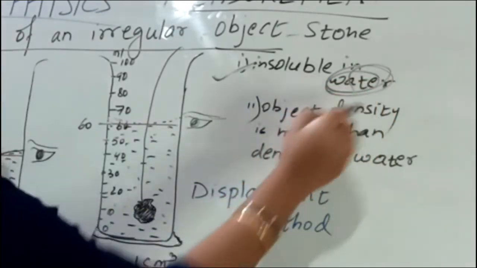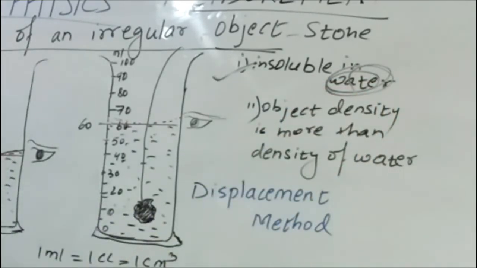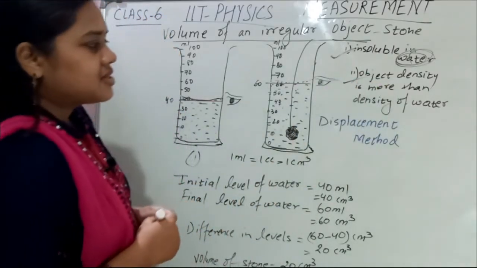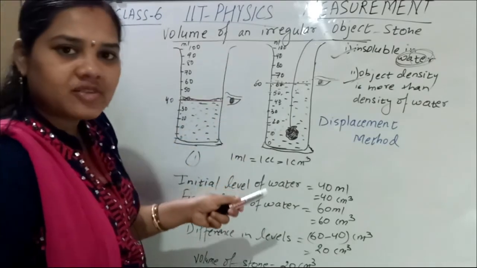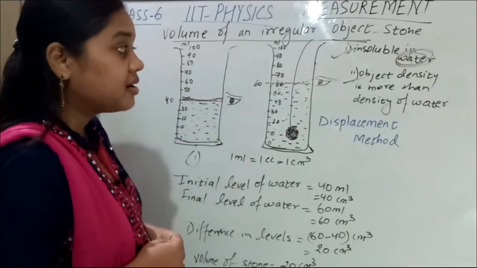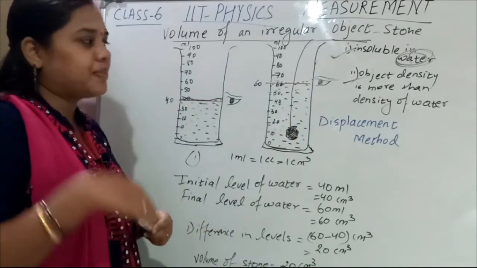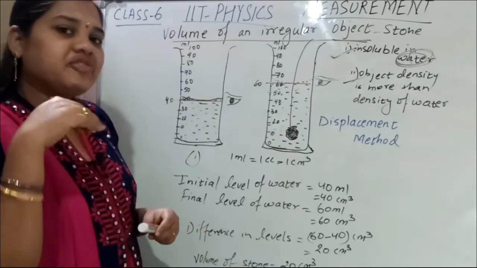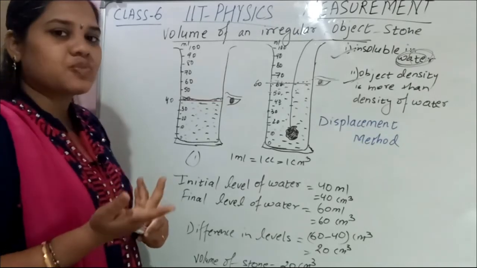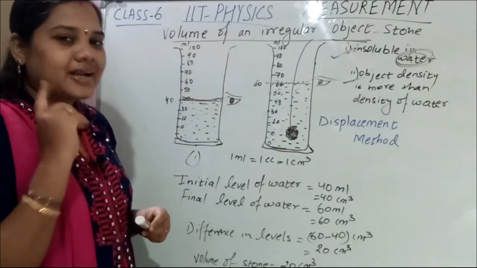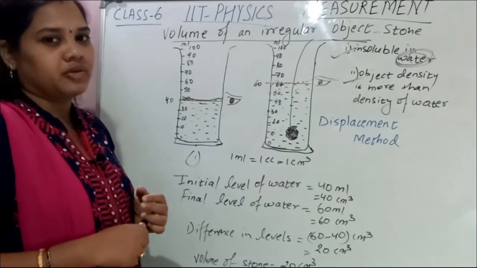You have to change the liquid. You take other liquid like kerosene or spirit. Now next point is what? If the object density is more than water, it will sink in water. But if the object density is less than water, what will happen? It will float in water. If it floats in water, it will not displace its volume of water. So how to solve that problem?